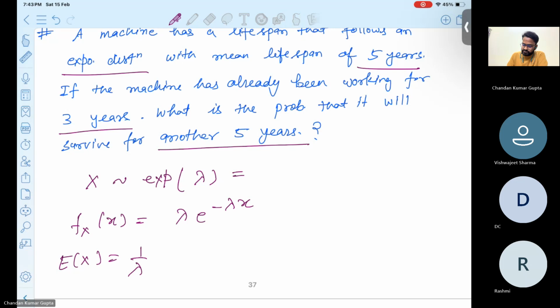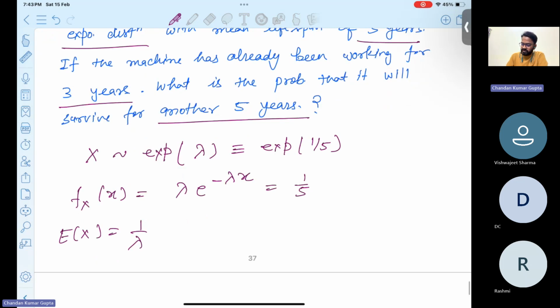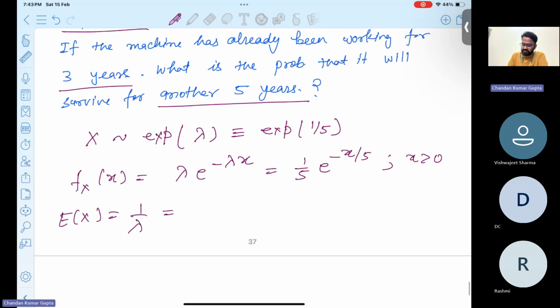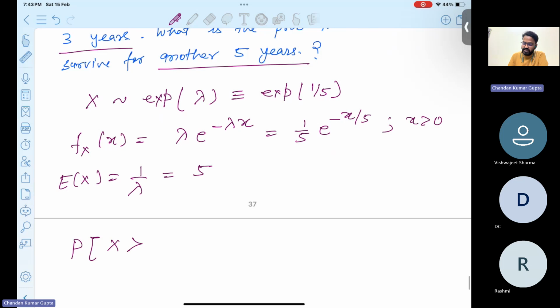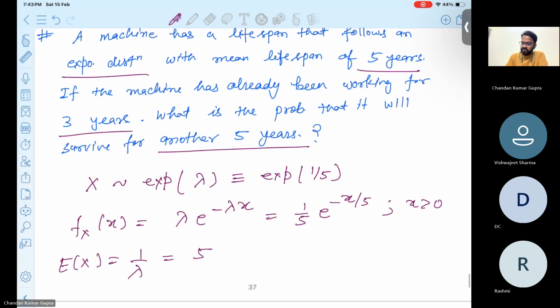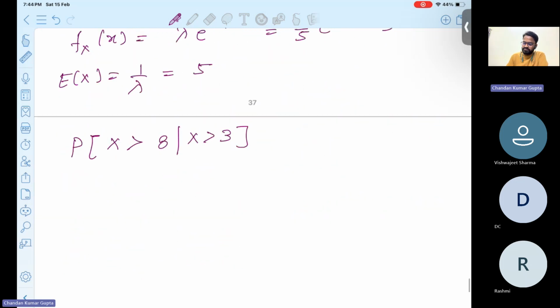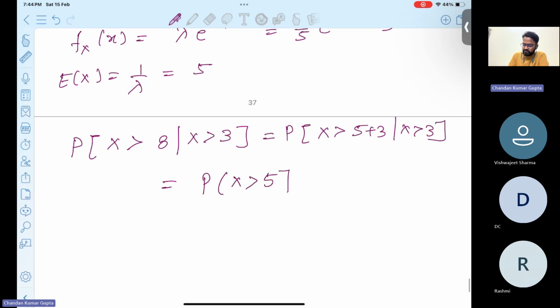We are given the random variable x, the lifespan of the machine, follows an exponential distribution with parameter 1 by 5. The given PDF is 1 by 5 e to the power minus x by 5, for x greater than 0. Also, we are given the mean time is 5. Now we need to find the probability that the machine will survive another 5 years, so that means 8 years, given x is greater than 3. It has already been working for 3 years. So this can be written as: probability that x is greater than 5 plus 3, given x is greater than 3, which is the probability that x is greater than 5.